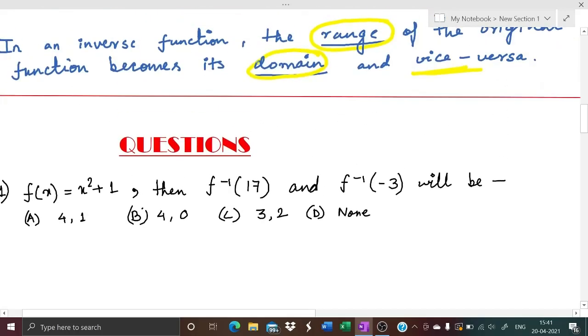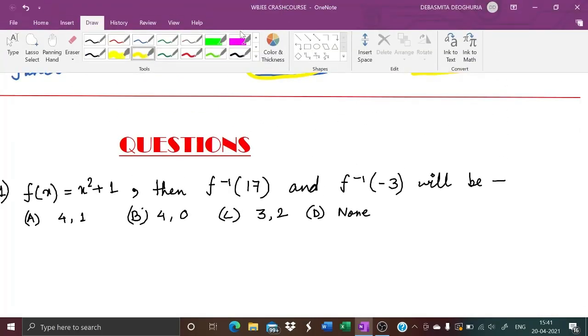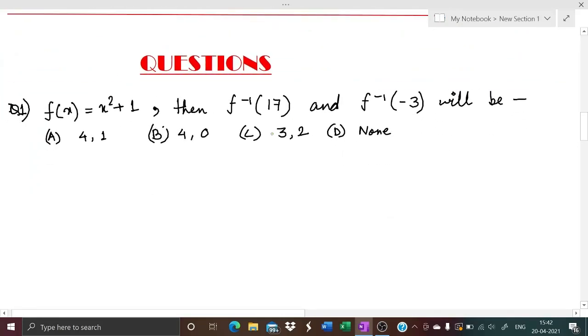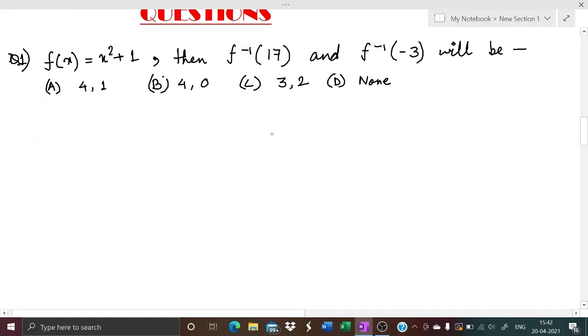Now we will start with the question solving. The first question is on the inverse function itself. It is given that f of x equals x squared plus 1. You have to find the value of f inverse 17 and f inverse minus 3. For this, first you have to find the inverse function in terms of x. So how will we do that?